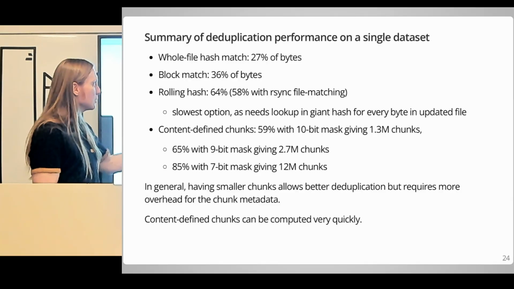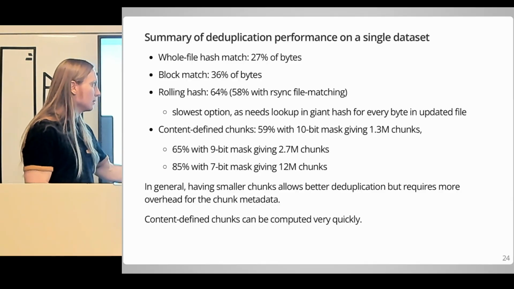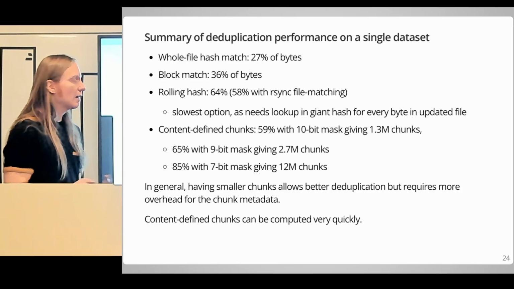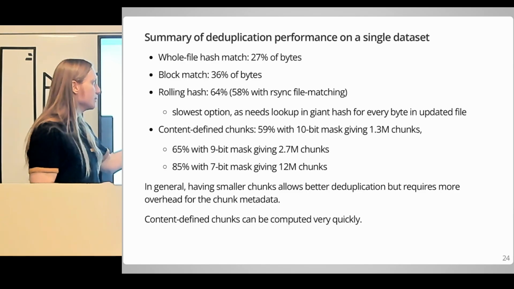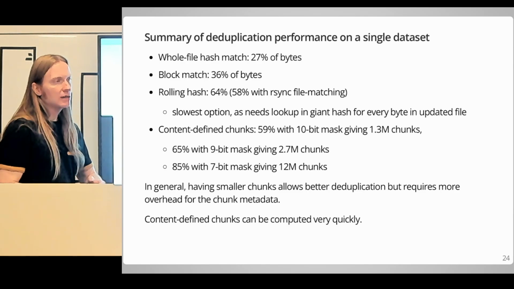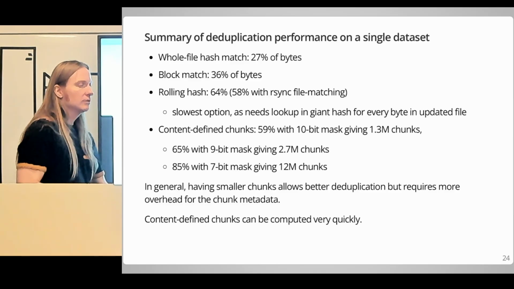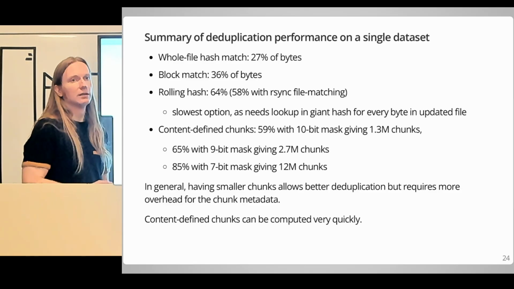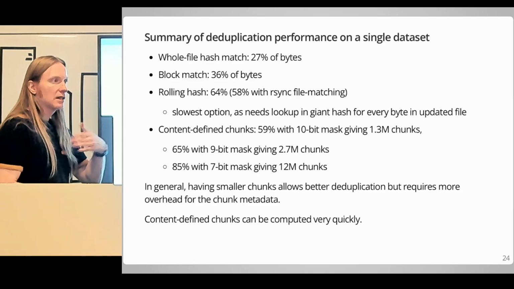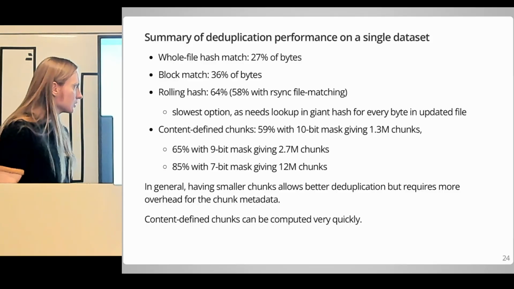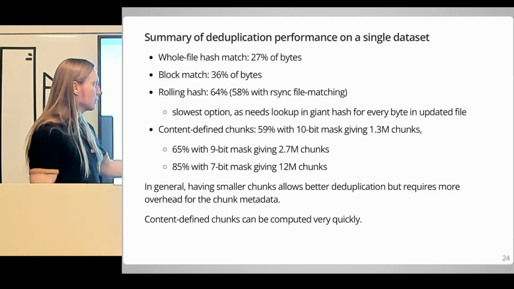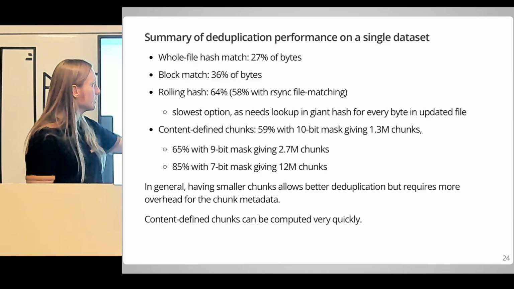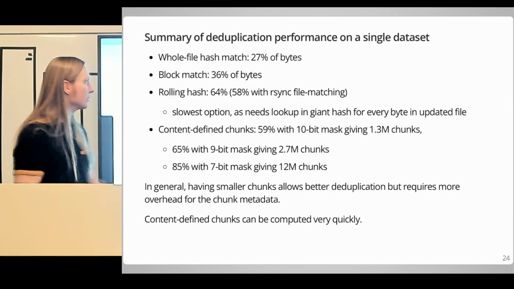With the rolling hash, it was 64%, but it took a minute. With the rsync file matching, it was only 58%, but that was much faster. The rolling hash is the slowest option because for every byte in the target data set, you need to go and do a lookup in a giant hash table. And that's just slow. Not as slow as doing a SHA-256 of 1,000 bytes, but slow. And then the content-defined chunk with a 10-bit mask, we got 59% deduplication, which is already sort of beating rsync with the file matching on the same block size.